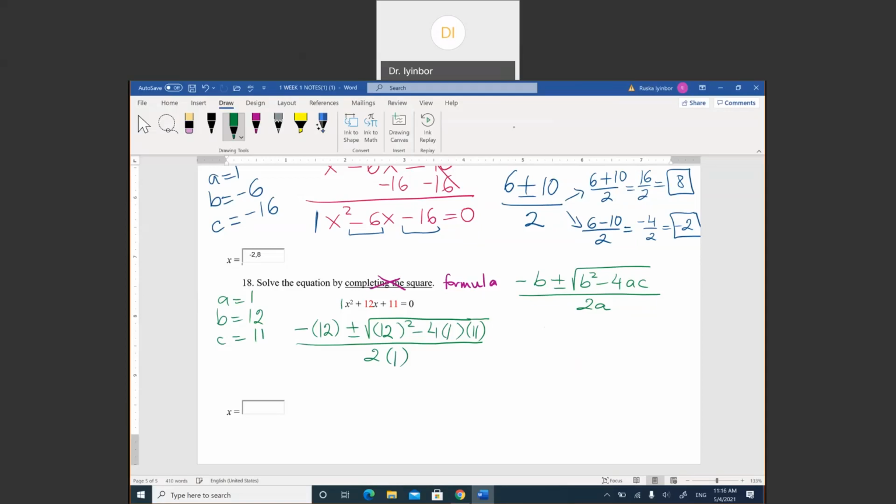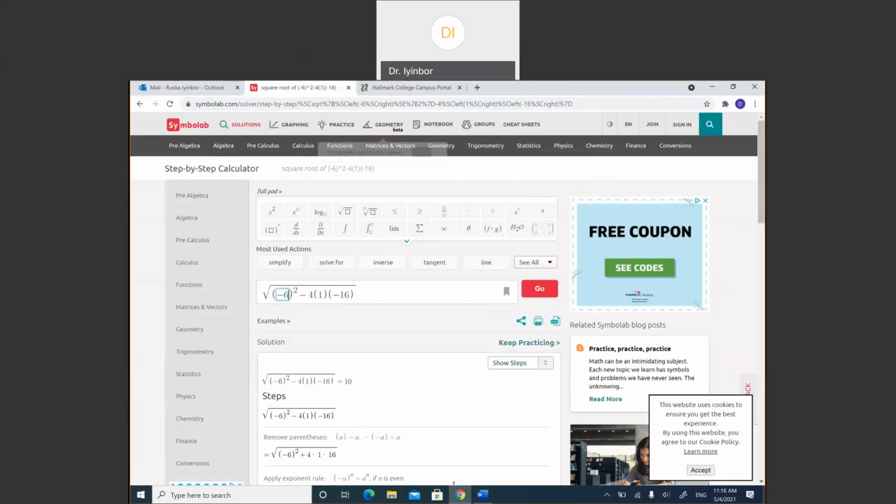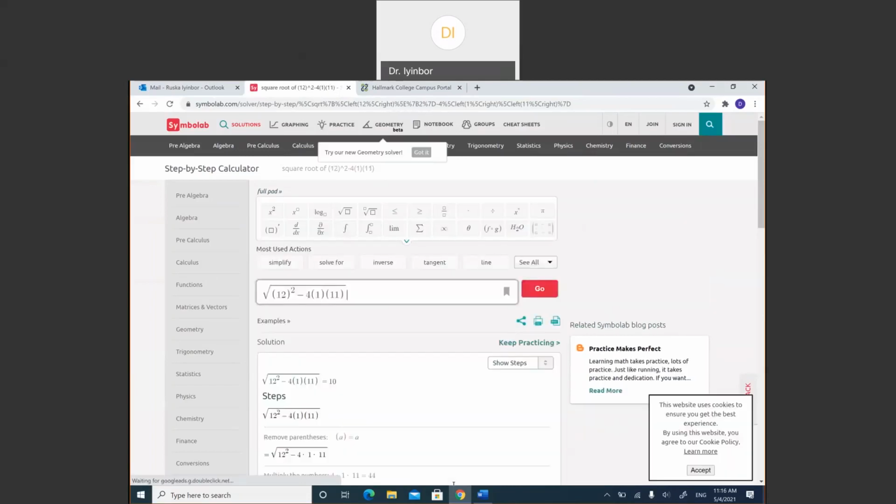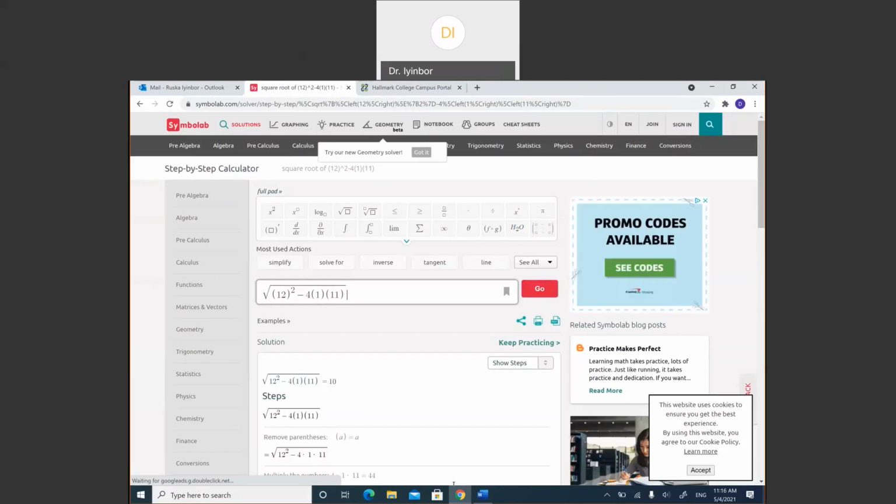And then you're going to simplify. So you have negative 12. See, this is only one negative. That's why it's just negative 12. Plus or minus. Now we need to do the square root of 12 squared. So I'm going to change that 12. And this is 11. Like that. And we're going to get 10. It's also 10.